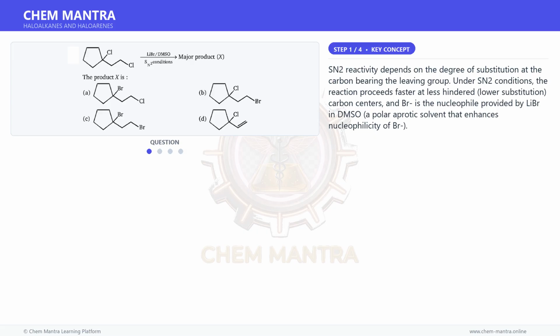SN2 reactivity depends on the degree of substitution at the carbon bearing the leaving group. Under SN2 conditions, the reaction proceeds faster at less hindered, lower substitution, carbon centers, and Br⁻ is the nucleophile provided by LiBr in DMSO, a polar aprotic solvent that enhances nucleophilicity of Br⁻.